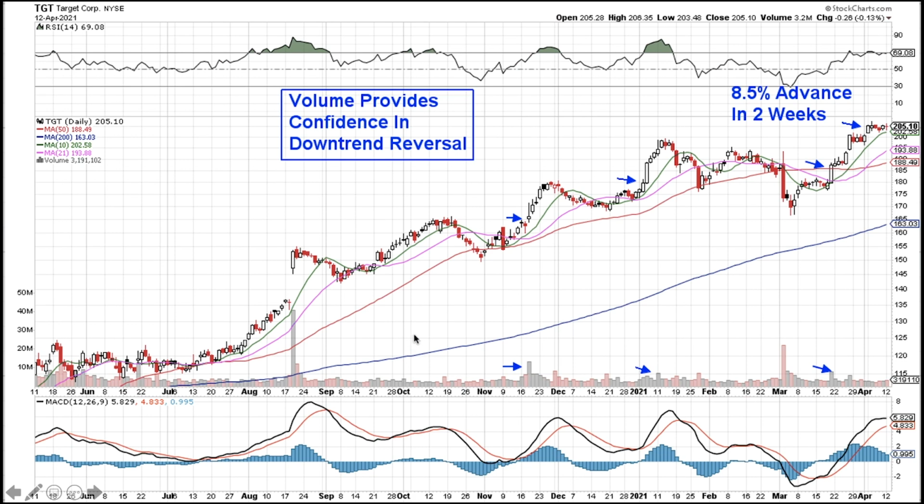And we can go back with Target with prior historical precedent. Back here at the end of November last year, the stock broke out of a base on very heavy volume.